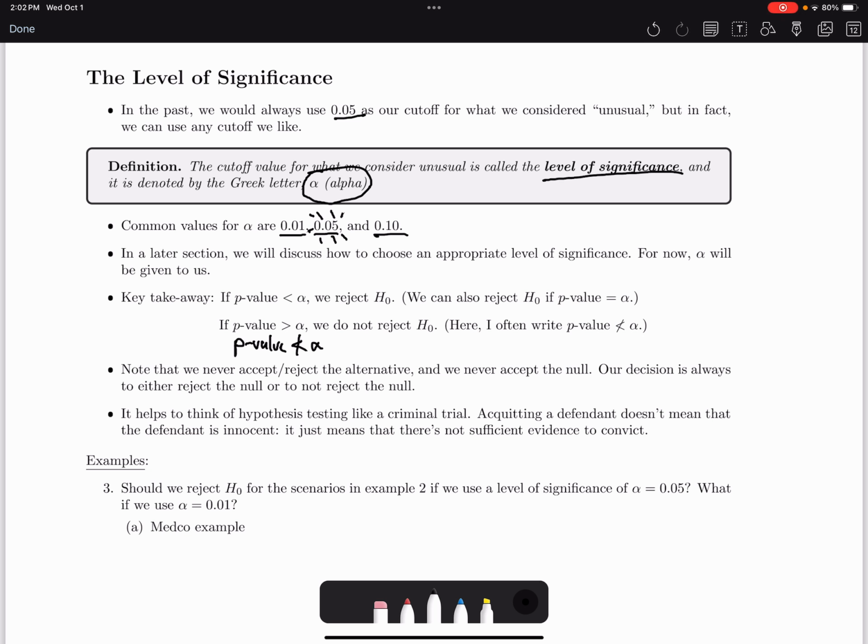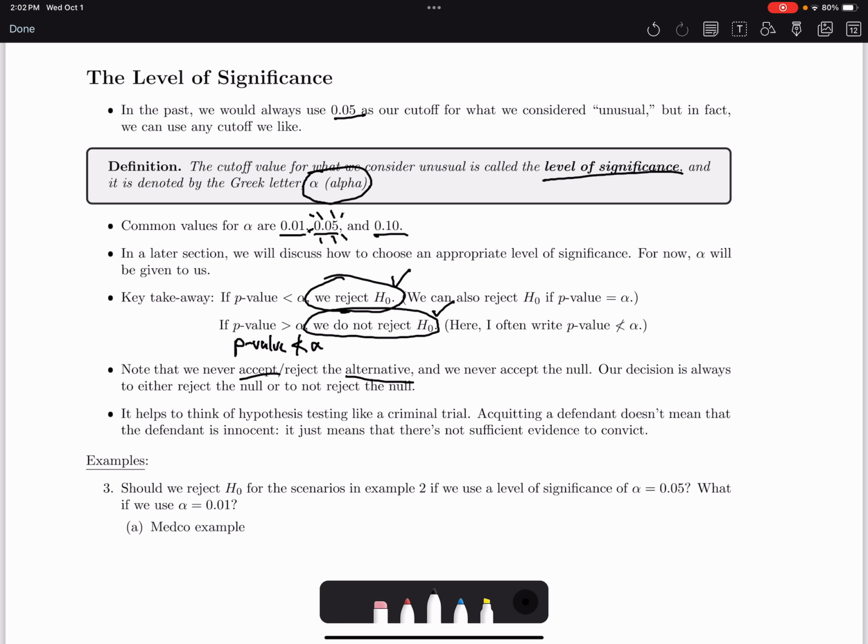A couple things I want to say real quick before we get into a couple examples. Our decision is always either to reject the null hypothesis or not to reject the null hypothesis. We're never deciding to accept anything. We don't accept the null, we don't accept the alternative, and we're also never deciding anything about the alternative. We either reject the null or we do not reject the null. At first glance, you might say, wait a second, if we decide not to reject the null, isn't that the same thing as accepting the null? But the answer is no, it's not the same thing.